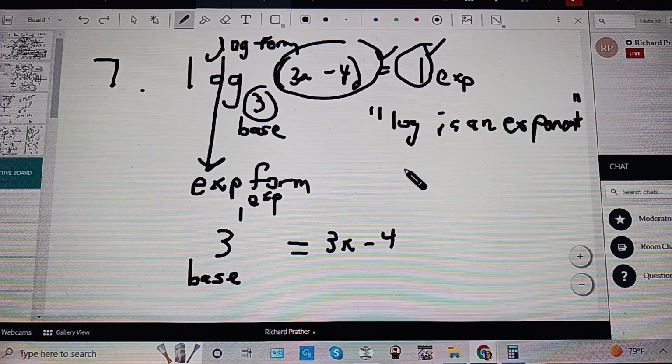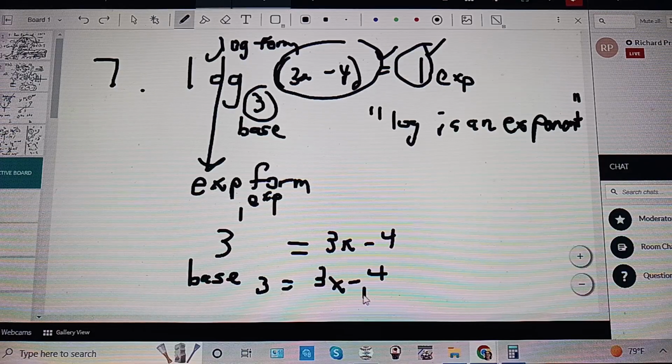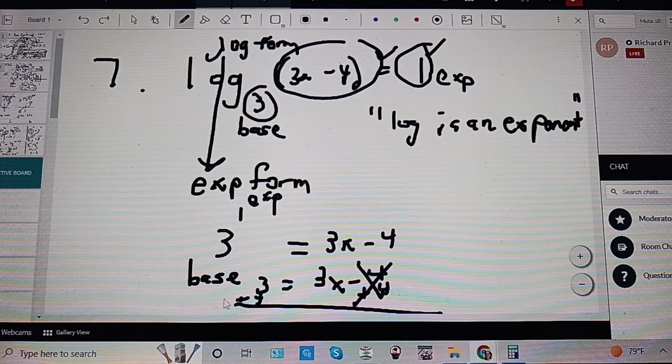Well, now I can finish this problem because the log disappears basically. 3 to the first is the same thing as 3. I'm just solving an Algebra 1 high school problem now. Add 4. That's going to be 7 equals 3x. And divide by 3. X is 7/3.